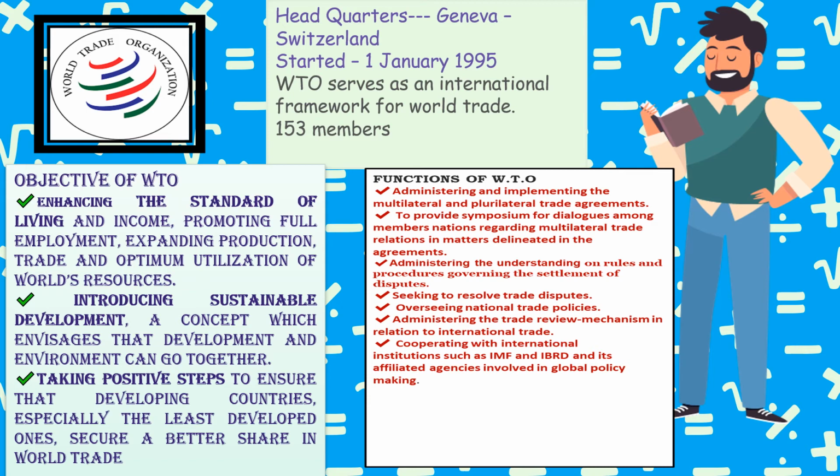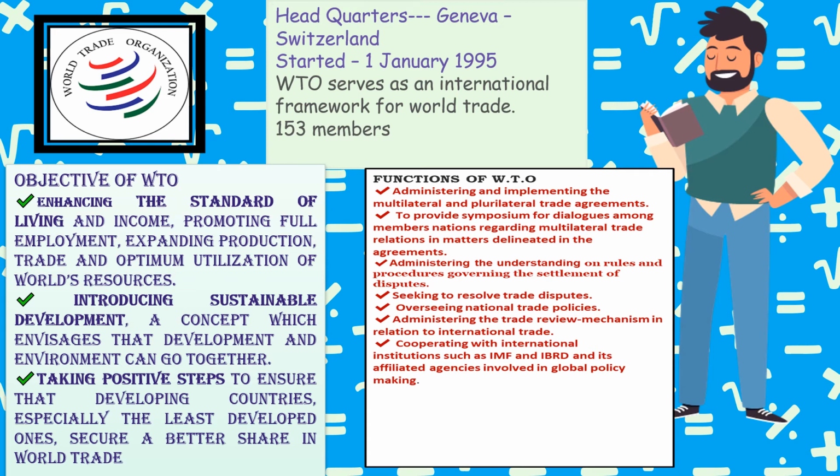Now, what are the objectives of WTO? First one, to enhance the standard of living and income, promote full employment, and expand production and trade to the maximum throughout the world. Next one, it also introduced sustainable development, a concept which ensures that development and environment can go together. The last one is to take positive steps to ensure that developing countries, especially the least developed ones, secure a better share in world trade.